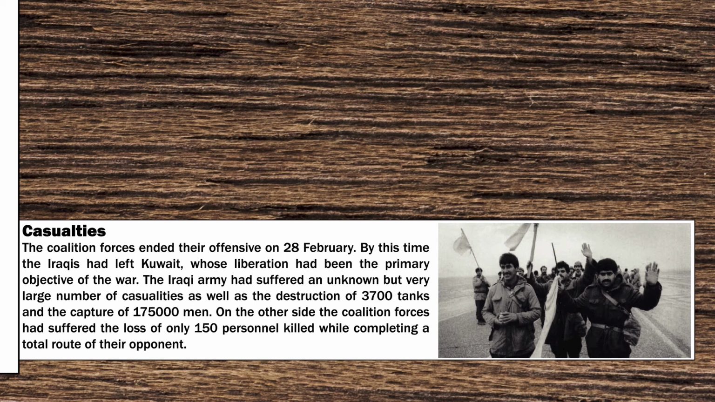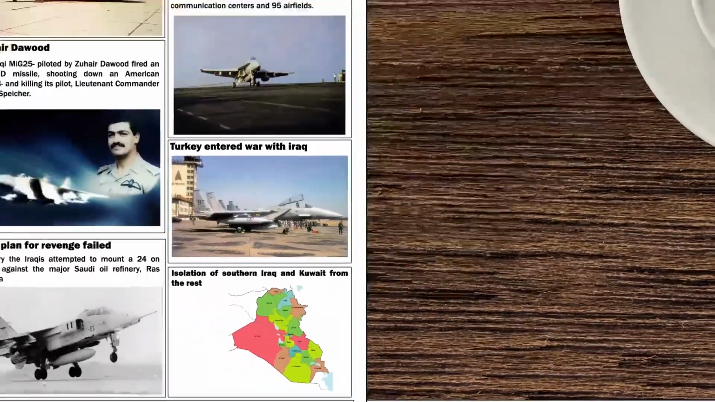On the other side, the coalition forces had suffered the loss of only 150 personnel killed while completing a total rout of their opponent. There can be no doubt that the small scale of the coalition losses and totally comprehensive success of their ground offensive were the direct results of the coalition's overwhelming air campaign of more than 100,000 sorties.